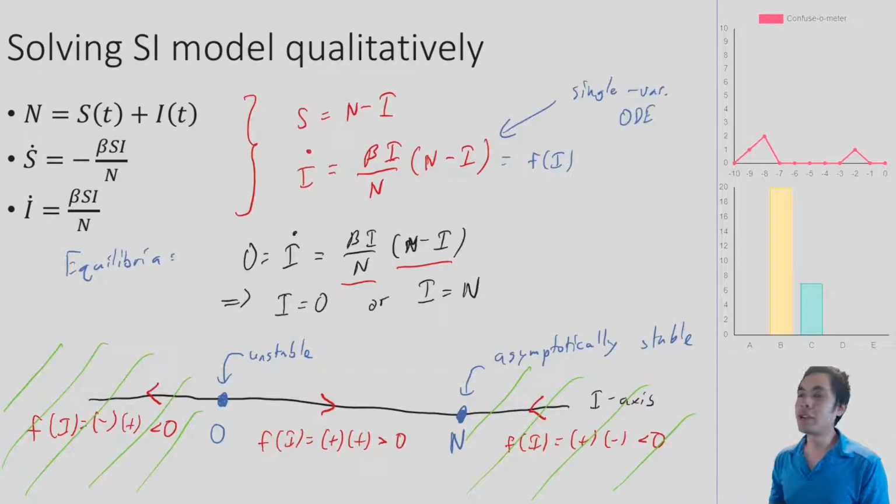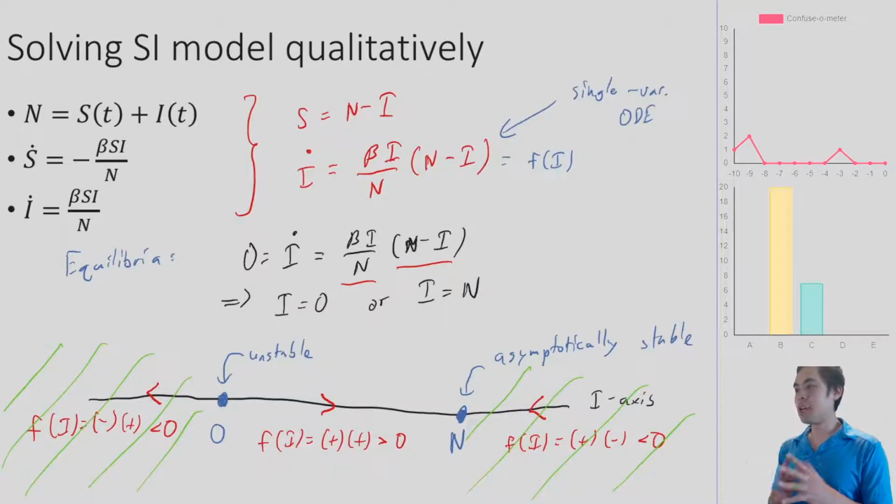But luckily that doesn't matter, because with this model, if you start anywhere over here, you're just going to go to N asymptotically. You're not going to go past it, because that's an equilibrium. And so this model doesn't actually ever go above N, and it doesn't go below 0, which is what we wanted.